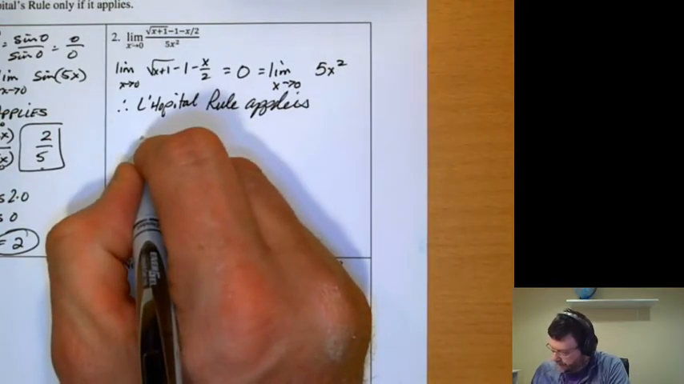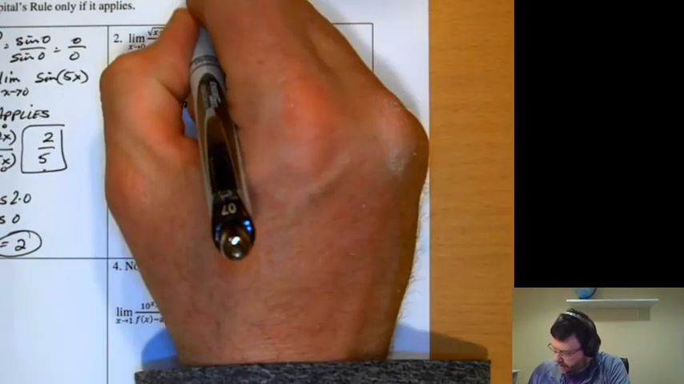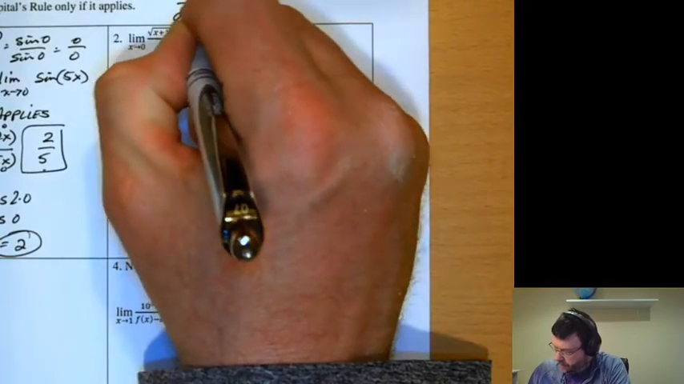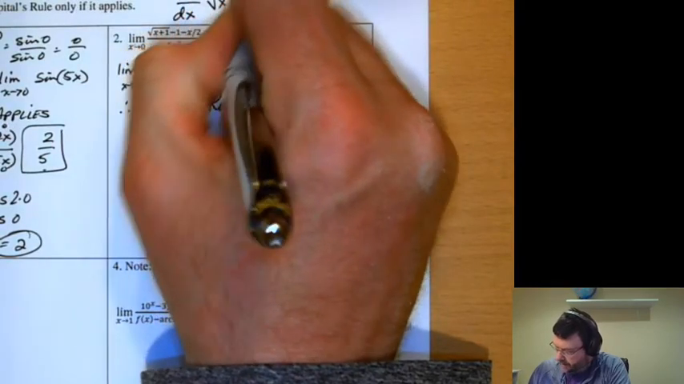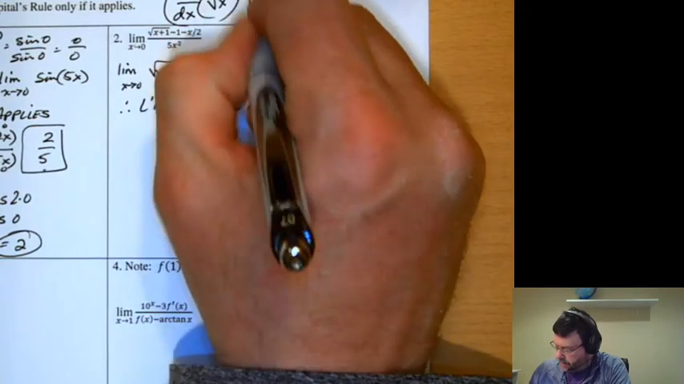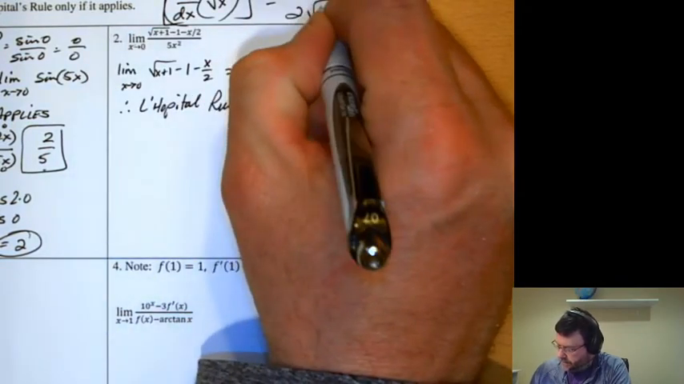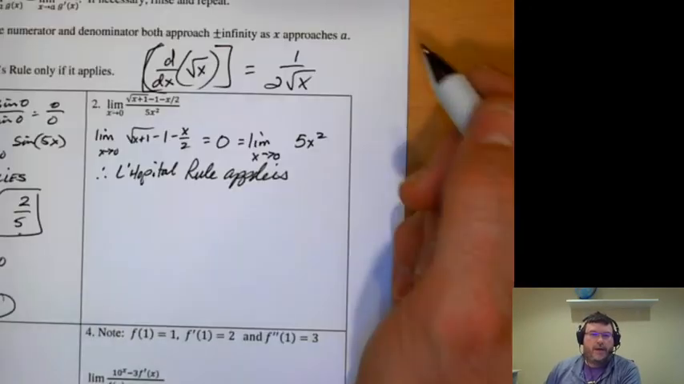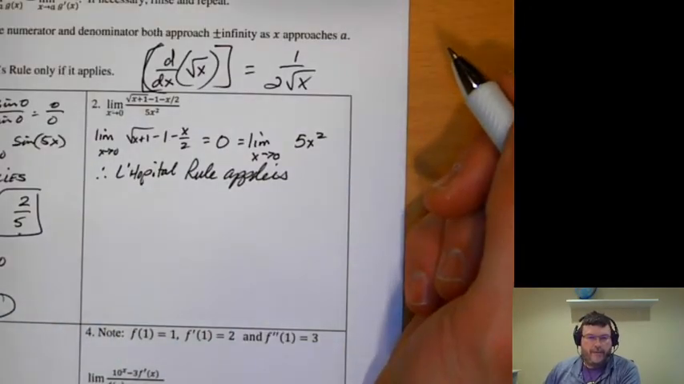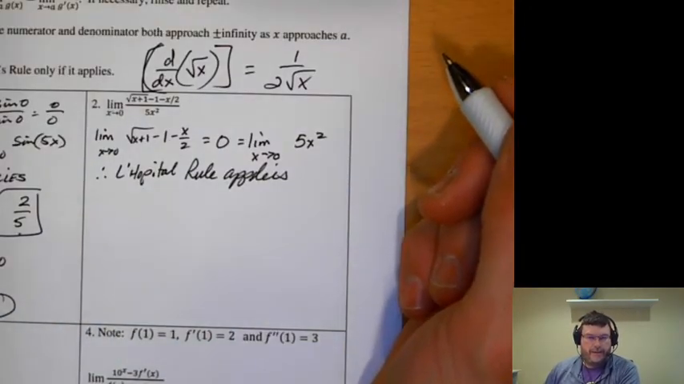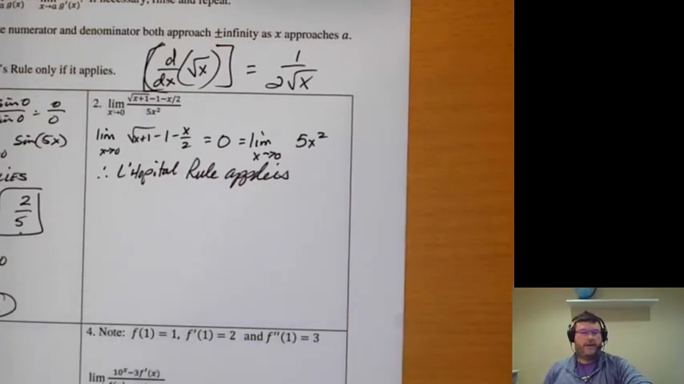All right, derivative of the top. Now, derivative of square root of x, you should know, is 1 over 2 square root of x. You've done this several times. You have seen that before, and anytime that you're doing the derivative of the square root of something, it's always going to end up to be 1/2 times, or 1 over 2 times the square root of whatever's inside.